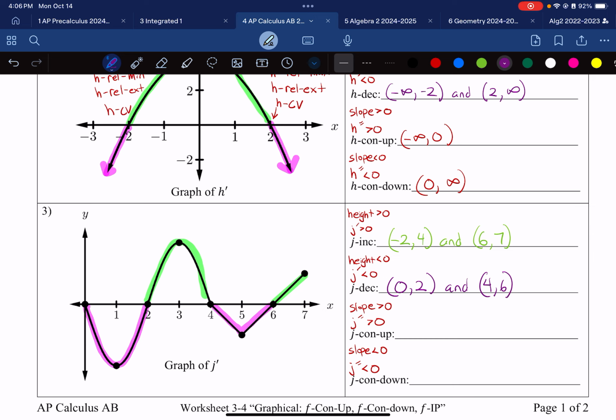Okay, where am I concave up? Well, concave up is asking where's the slope positive? Let's see, I have a slope that's negative. Oh, the slope is positive. The slope is positive, positive, positive, positive, and then all of a sudden 0.